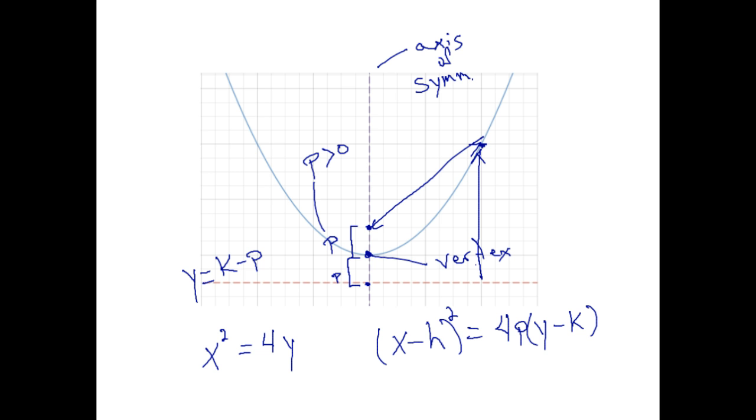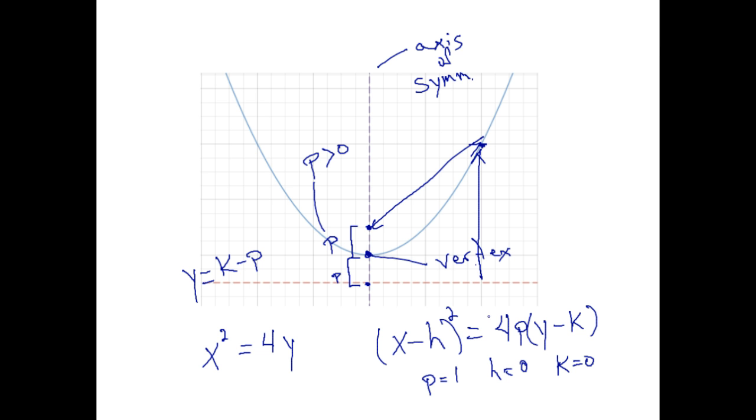So 4 times p equals 4, so that means p has to equal 1, h is 0, and k is 0, because we're not subtracting anything from x and we're squaring it. We're not subtracting anything from y. So this tells us how to align our directrix. Our directrix is 1 unit away from the vertex.